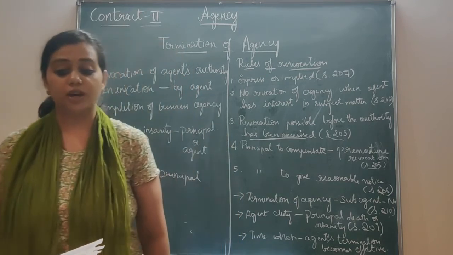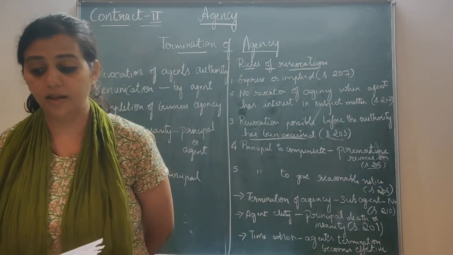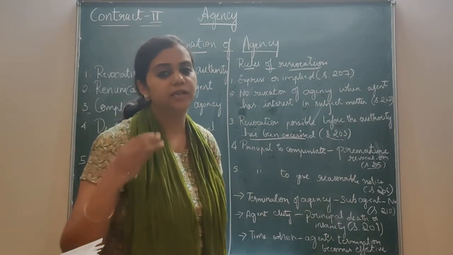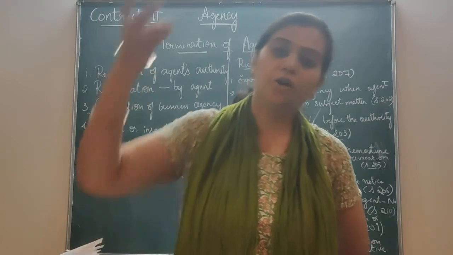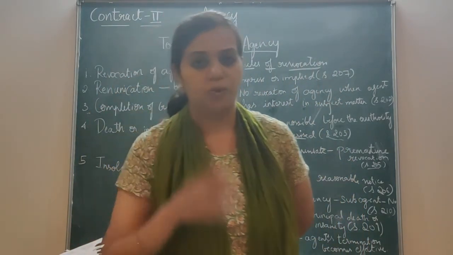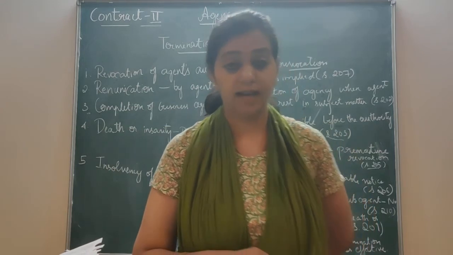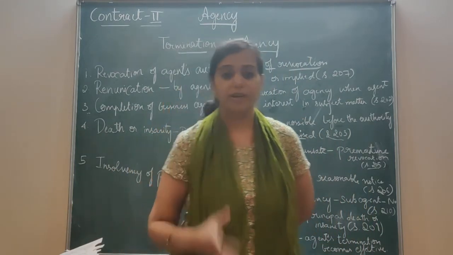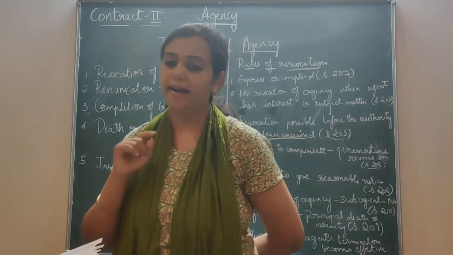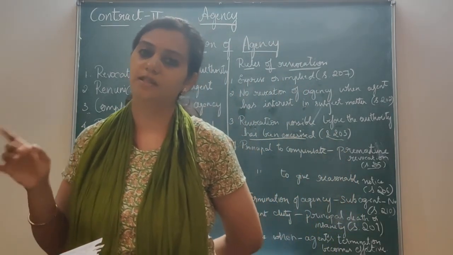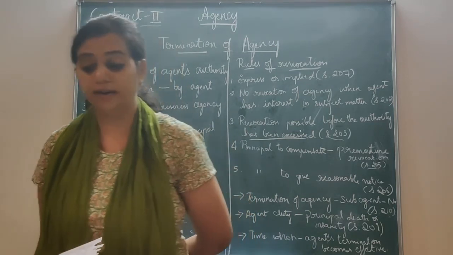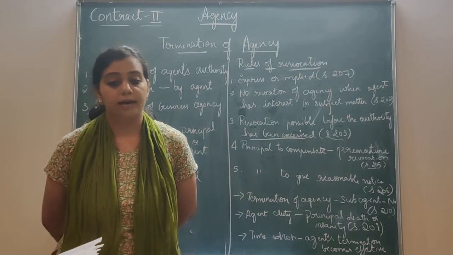Second, it takes effect against the third person when they come to know that this person is no more an agent working on behalf of this particular principal. Then he is no more an agent. So it becomes effective against the agent when he knows it, and against the third person when the third person gets information that he is no more an agent. Clear with this?